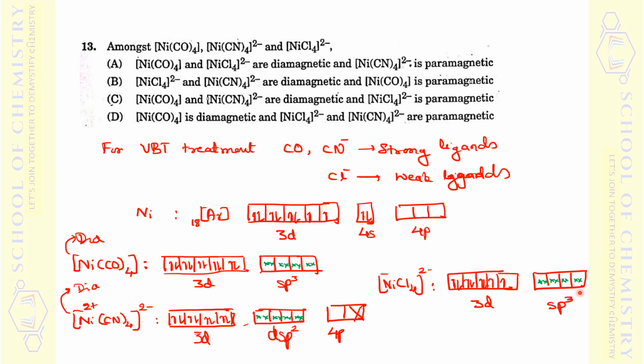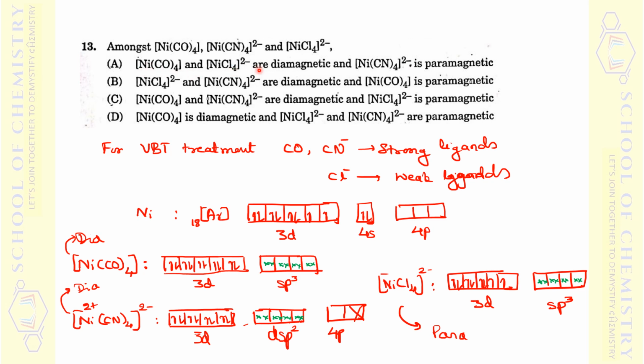And now again it is sp3 hybridization. sp3 hybridization means it will be tetrahedral in shape. But now if you look, 2 unpaired electrons are available, so this species will be paramagnetic in nature. To answer this question, this is the information we need, right? So correspondingly, this should be diamagnetic and this should be paramagnetic.